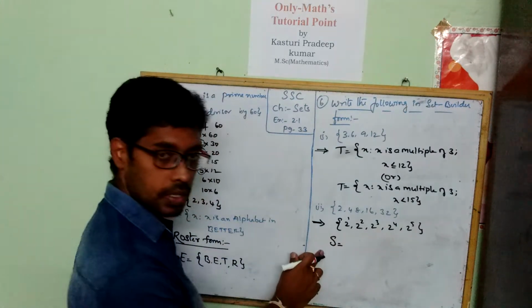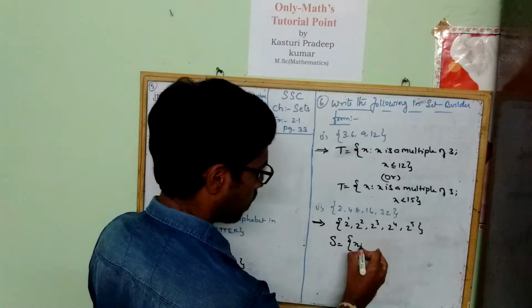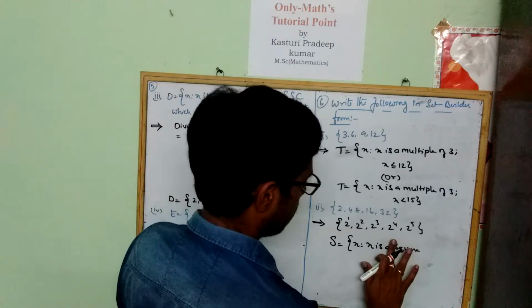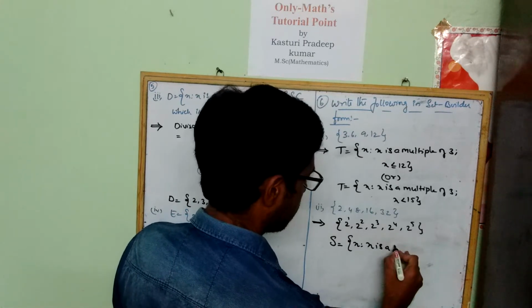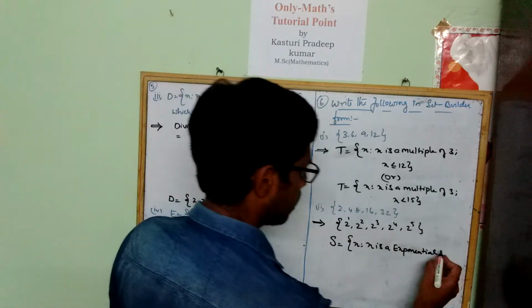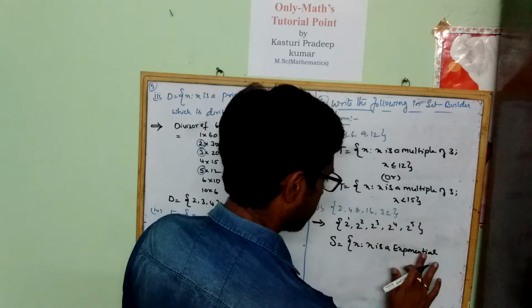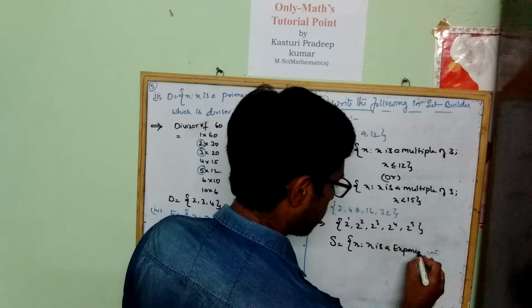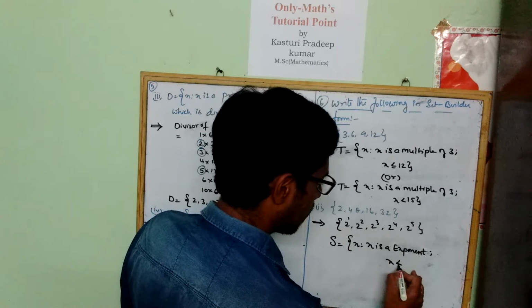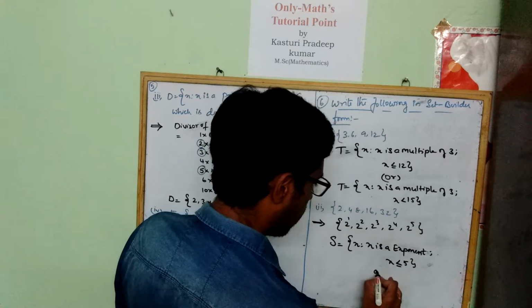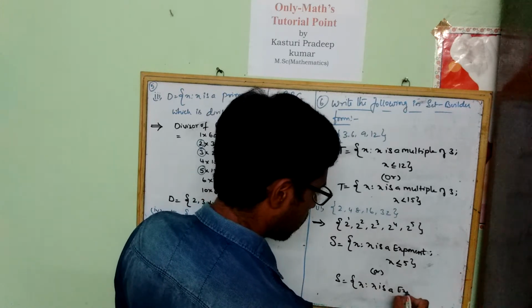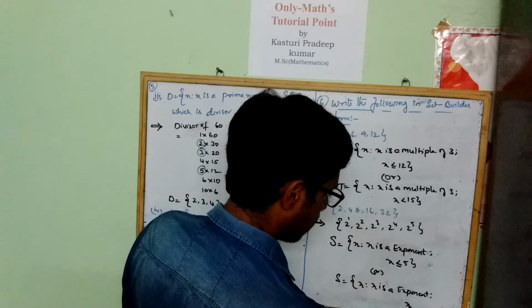So it is a power, so I am giving set S, x colon x is an exponent, comma, condition is x less than or equal to 5, or we can write x less than 6.